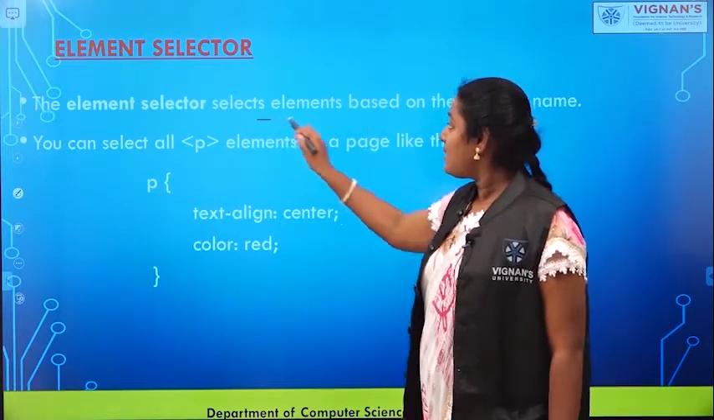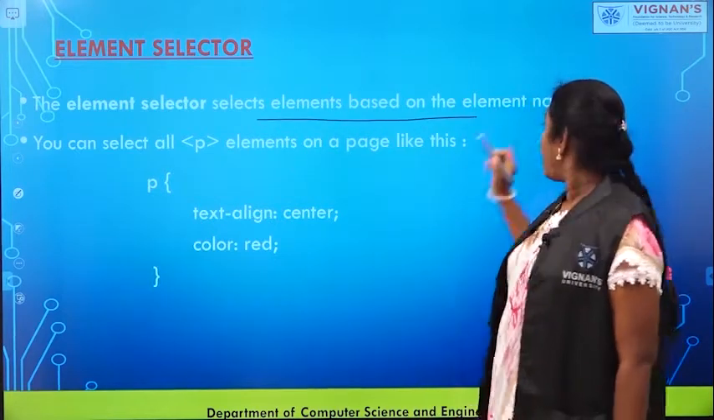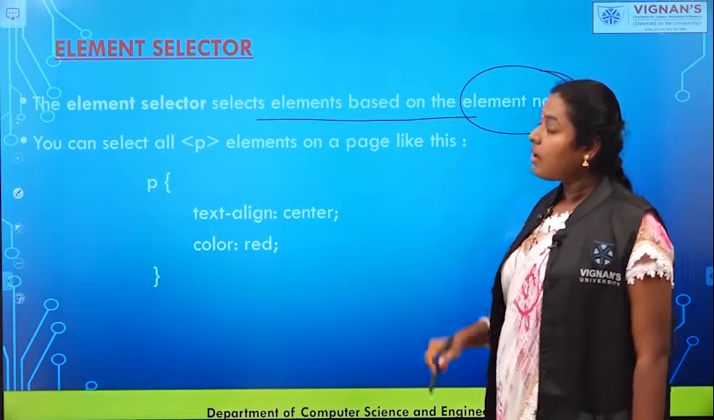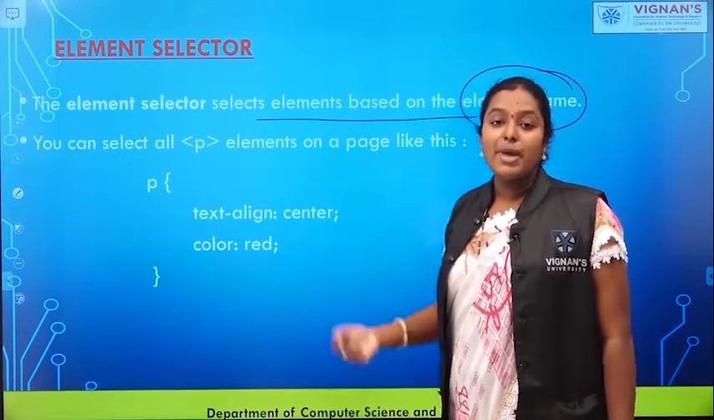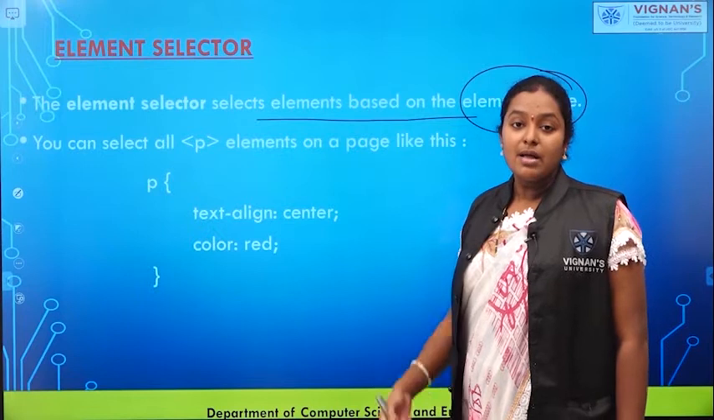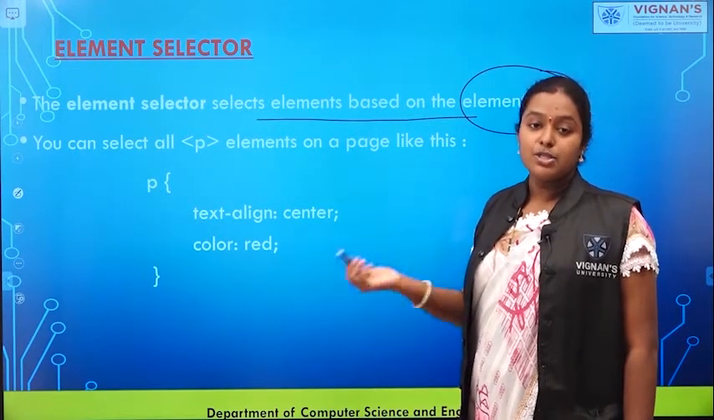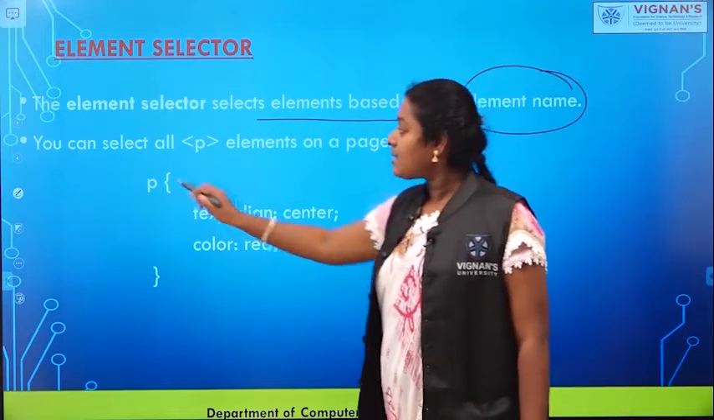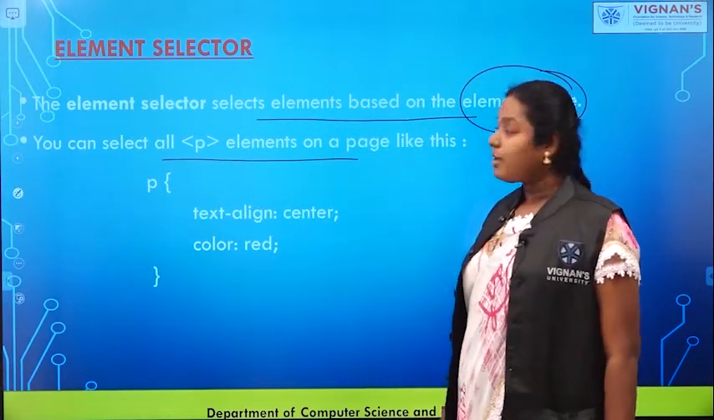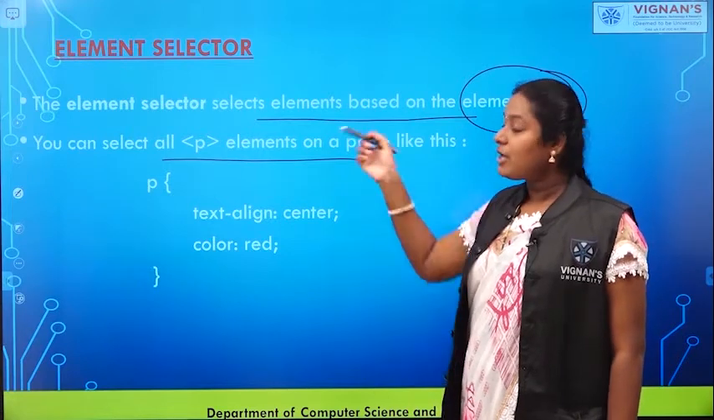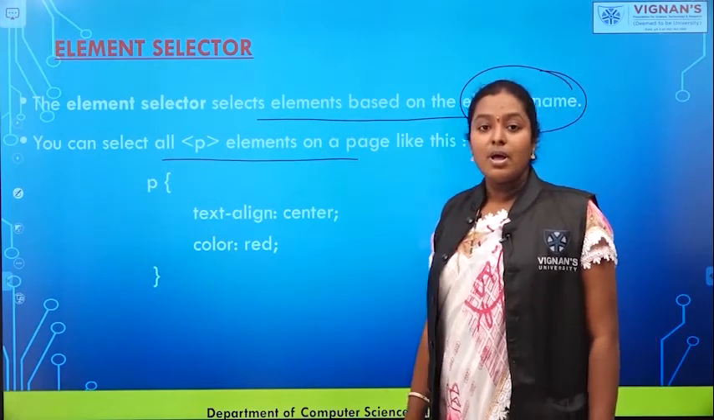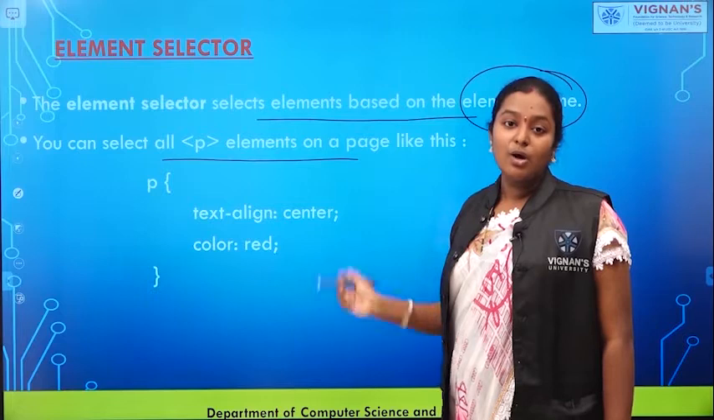So it will select the elements based on the element name. So how will the element selector select? Based on the element name, nothing but the tag name, that is a p tag or h2 tag, like that. Next, you can select all the p elements on a page like this. So by using the element selector, you are able to select a particular element in the whole web page.